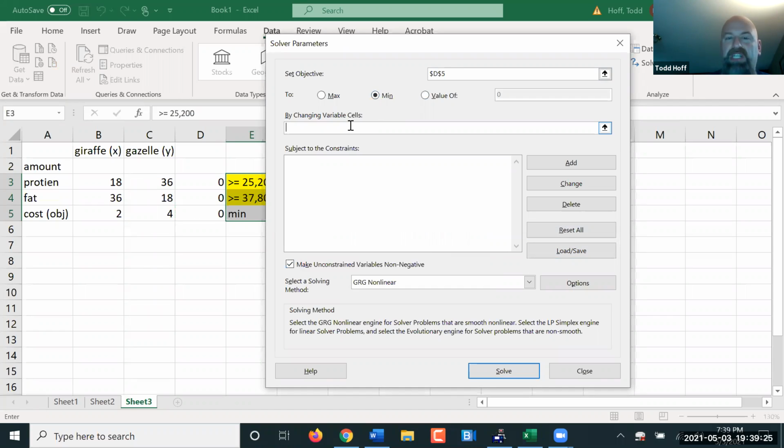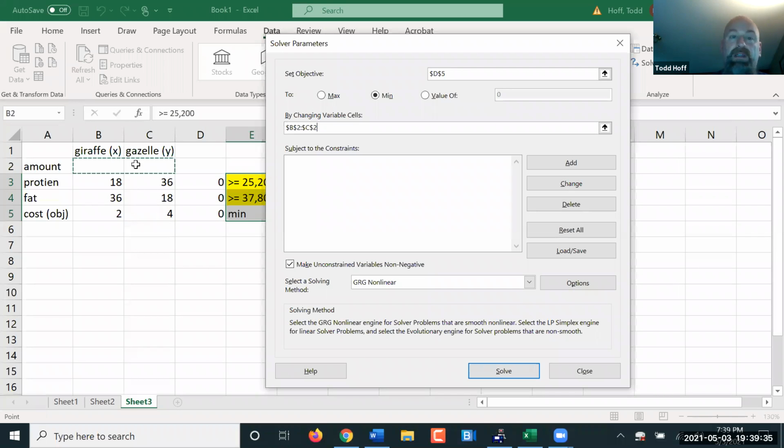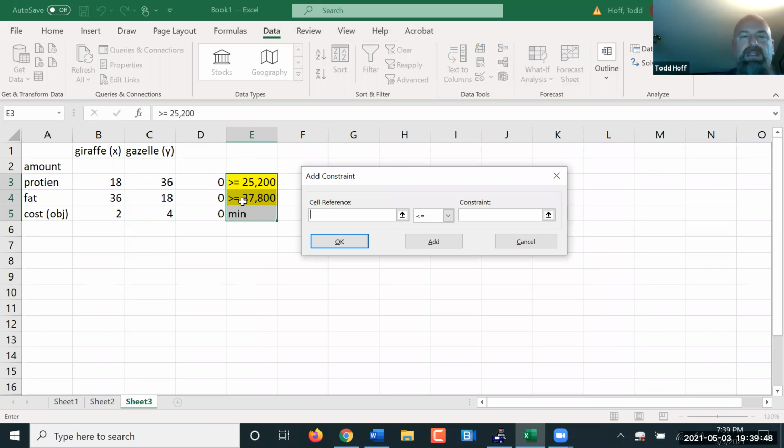We're going to do that by changing which cells. So this is telling me what cells are going to be my X and Y variables. So I click there so that that's blinking. I just come over here and I highlight those two cells. And it puts them in. So that's going to be my X and Y variables. Excel is going to change those. Then I'm going to go down here and click my subject to the constraints. Notice I highlight that. Now I'm going to click add to add constraints.